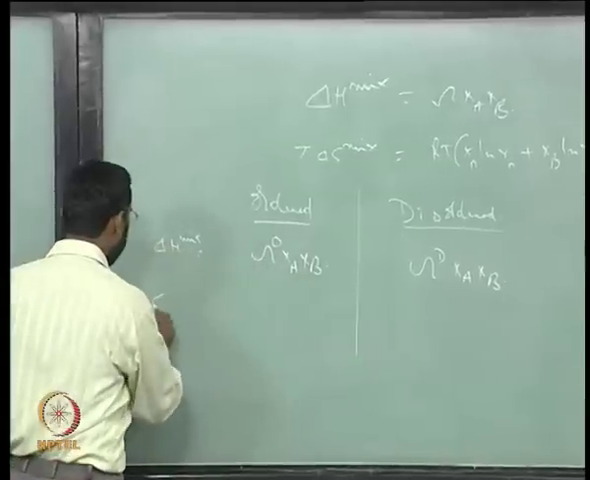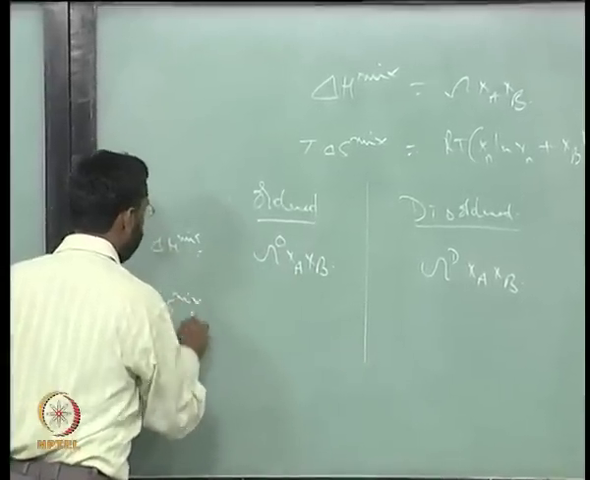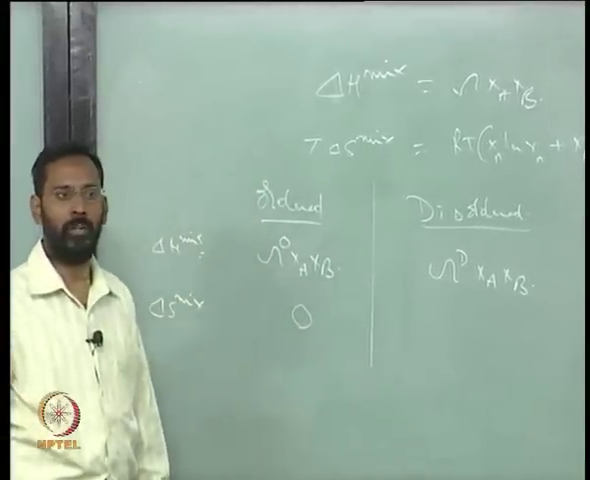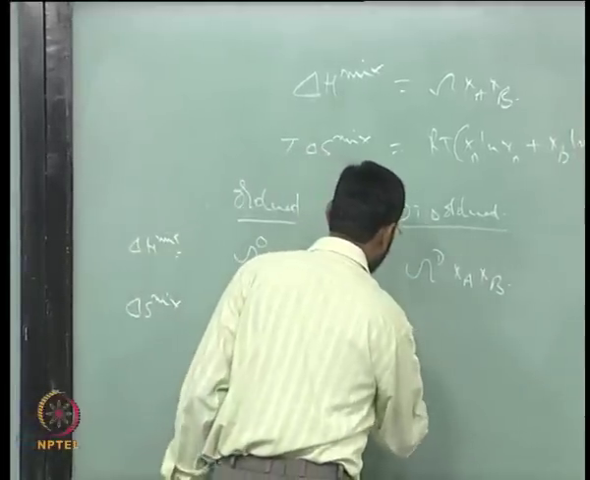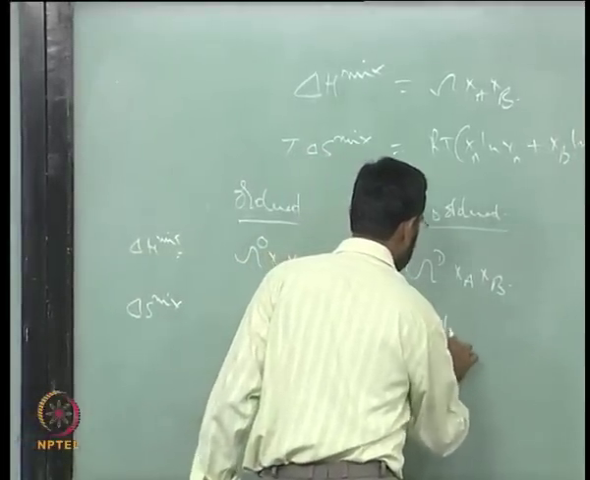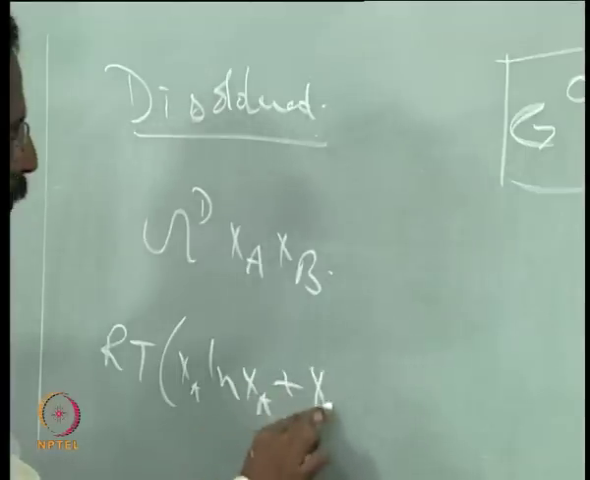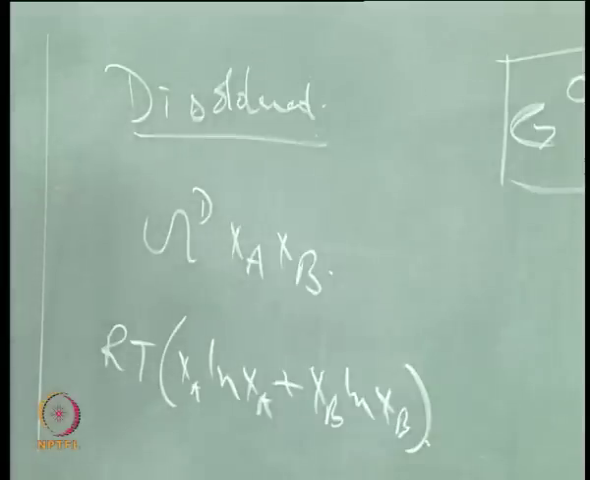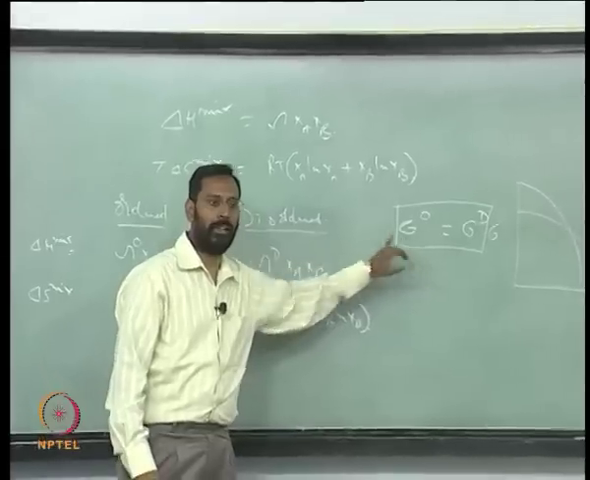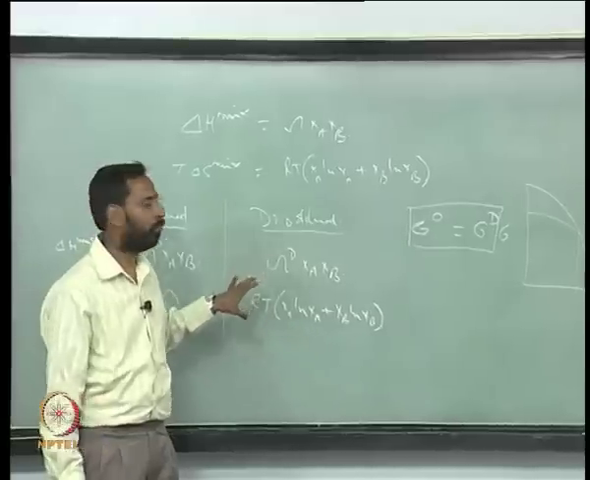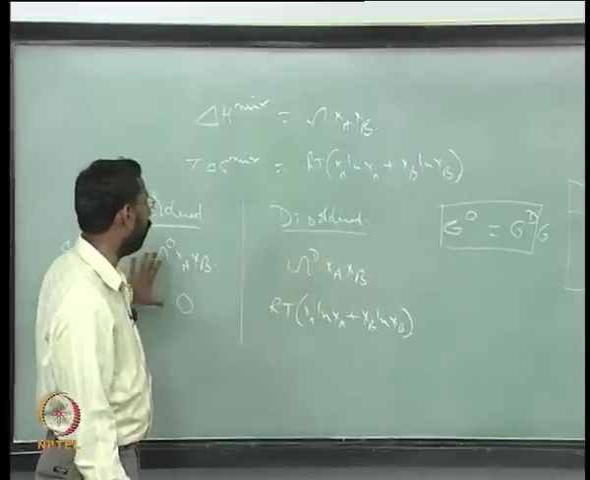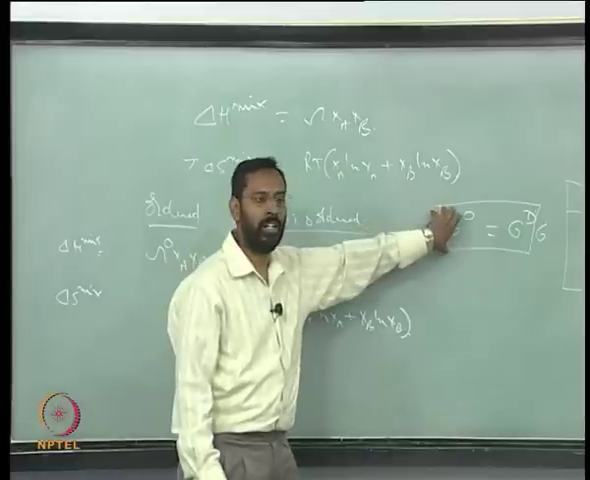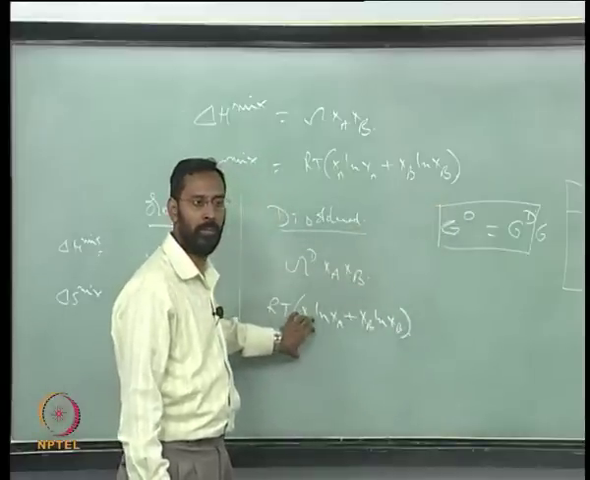And when I am talking of the delta S mixing term for the ordered, if it is perfectly ordered, this is 0, and for the disordered this is RT (XA ln XA plus XB ln XB). If you take this part, then you can easily equate it. I think some of you have not considered this part. When it comes to the ordered case, only the delta H mixing term will be there in the G. In the disordered case you will have both.